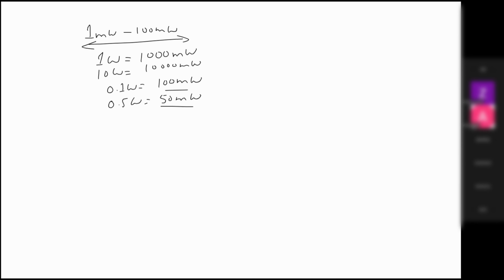We have a rule, that is metric conversion, that says 1 watt is equal to 1000 milliwatts, or 1 milliwatt is 1 divided by 1000 watt. Three zeros is milli. So if I say 0.1 watt, I need to do 0.1 into 1000. That is 100 milliwatts. Similarly, if I say 0.5 watts, it should be 0.5 into 1000. So that is 500 milliwatts.